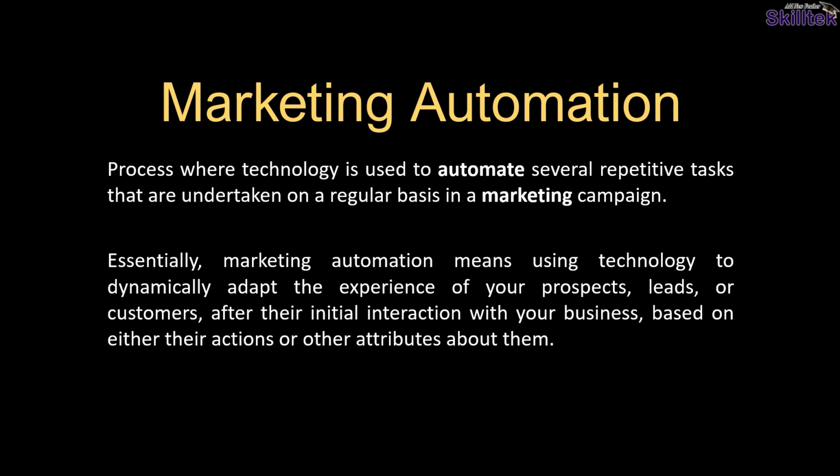So basically, marketing automation today means using technology to dynamically adapt the experience of your prospects or your leads or your customers after their initial interaction with your business based on either their actions or other attributes about them. So for example, once a lead opts into an email list, you can customize subsequent marketing messages sent to them based on their location, or maybe based on answers that they filled out on a form, or based on whether or not they've opened certain emails, clicked certain links, visited certain pages, and so on and so forth.